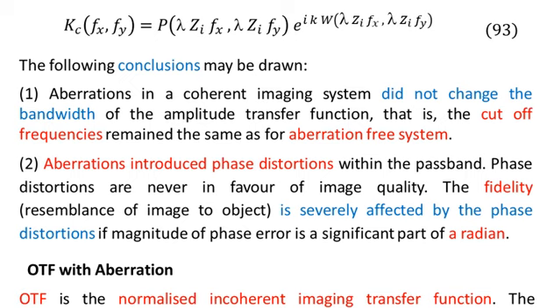Number 1, aberrations in a coherent imaging system do not change the bandwidth of the amplitude transfer function. That is, the cutoff frequencies remain the same as for an aberration free system. So you see that in equation 93, comparing with its counterpart which was free of aberrations, the inclusion of aberration has not changed the cutoff frequencies of the transfer function. That is, the bandwidth remained the same.